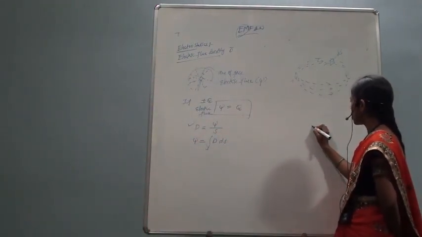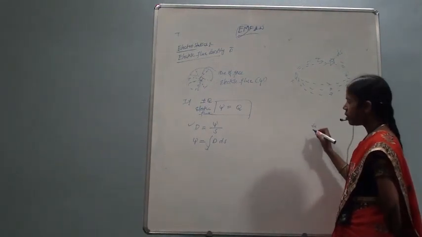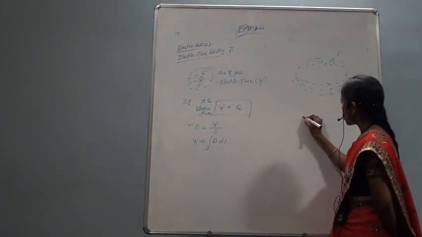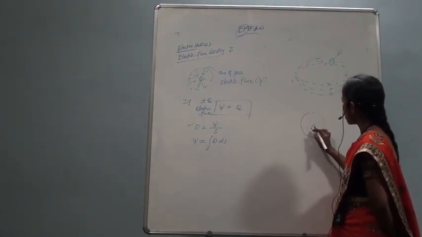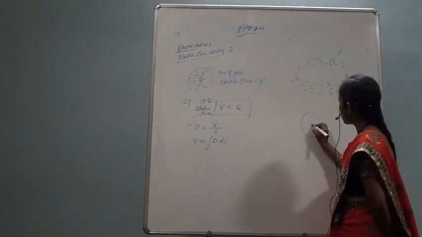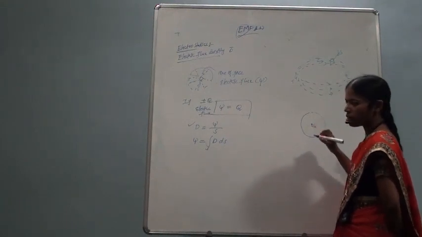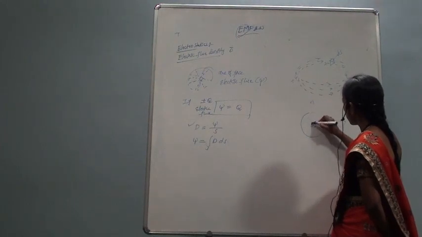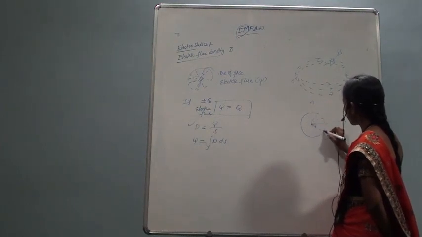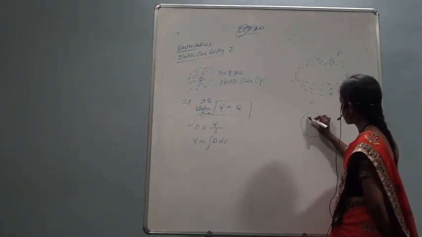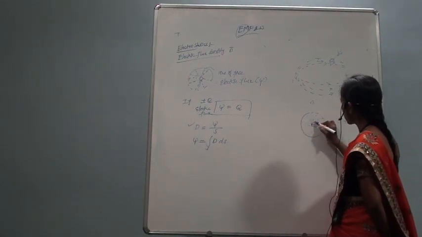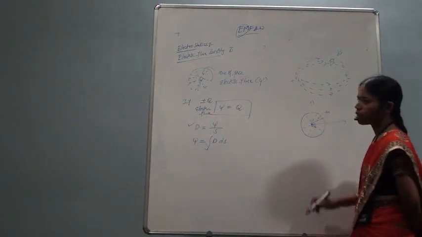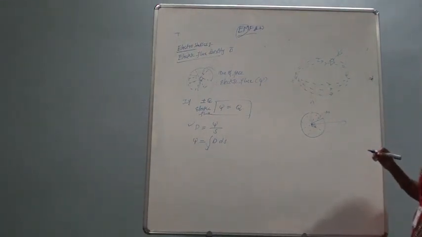Imagine a charge present at the origin of a sphere. Consider a charge which is present at the origin of a sphere. Now, all these are electric flux lines. And this is the radius of the sphere, and a_r is a unit vector along the radius of the sphere.